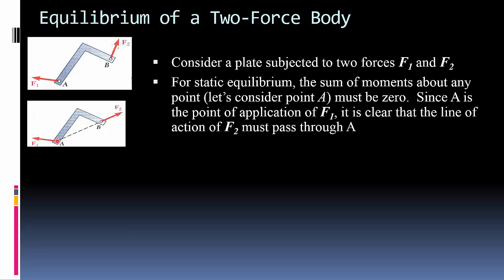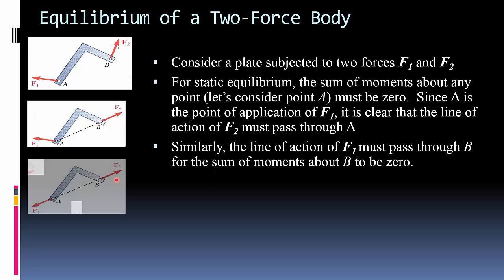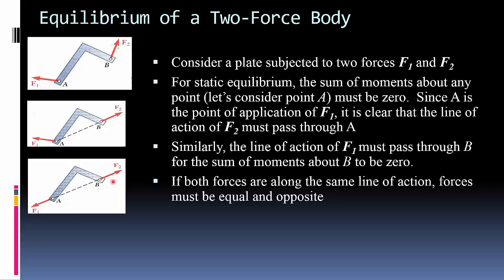But now let's say, hey, you know what? The sum of the moments at A needs to be zero, but the sum of the moments at B also needs to be zero. Well, now this one passes through B, so that's fine. But this one, the only way we're going to get this one to have no moment about B is if you rotate it around so that the line of action of this force also passes through B. So what we're going to find is that the two forces have the same line of action. Well, if there's two forces and they have to have the same line of action, the forces must be equal and opposite. Otherwise, it's going to have a translational effect.